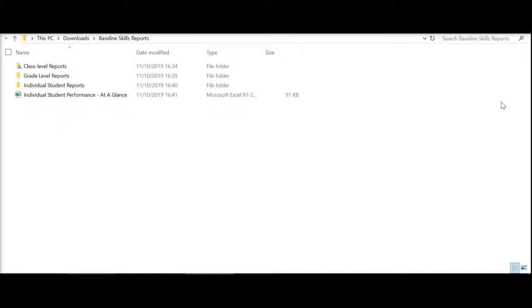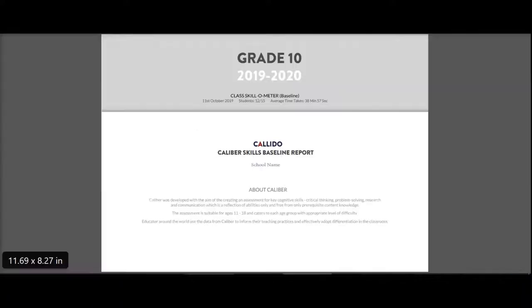This is a quick guide on how to read the data you would have received from Calibre, the skills assessment. So you will have received data at three levels: the grade level, the class level, and the individual student level. Let's begin by looking at some grade level data. This is some sample data for grade 10 students.